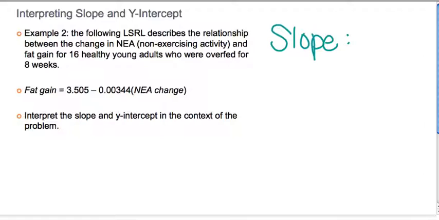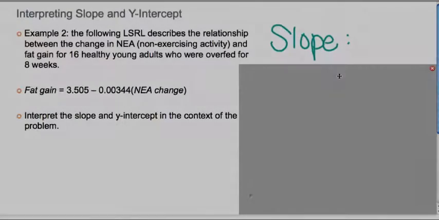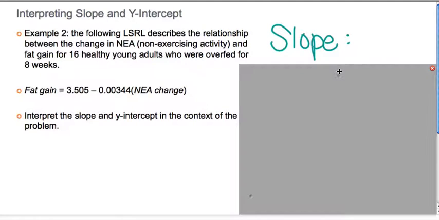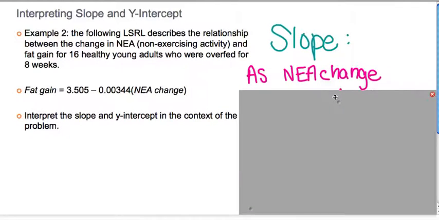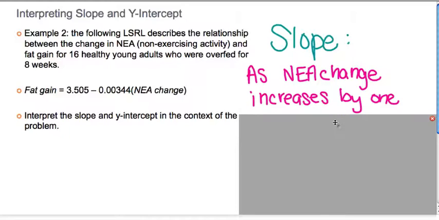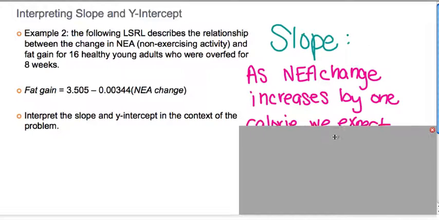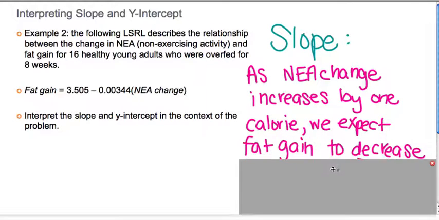And go ahead and pause this video and try to interpret the slope of this regression line. Okay, let's see how you did with the slope. So I said as X, which is my NEA change, increases by 1, and I didn't give you the units, sorry, it's calories. So as the NEA change increases by 1 calorie, we expect fat gain to decrease.